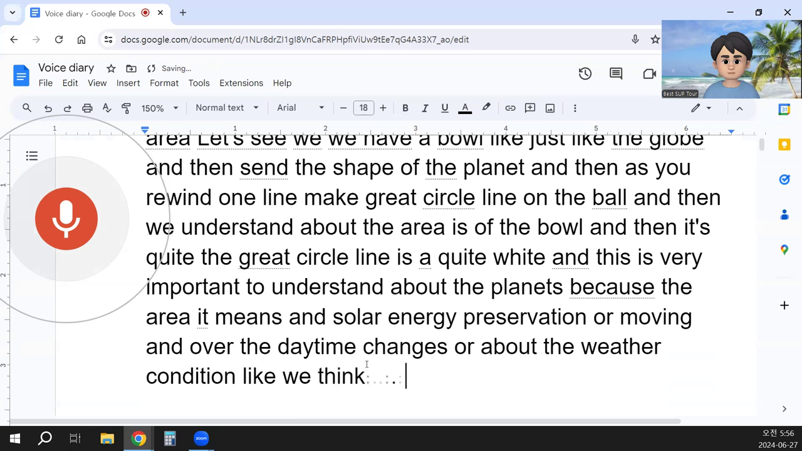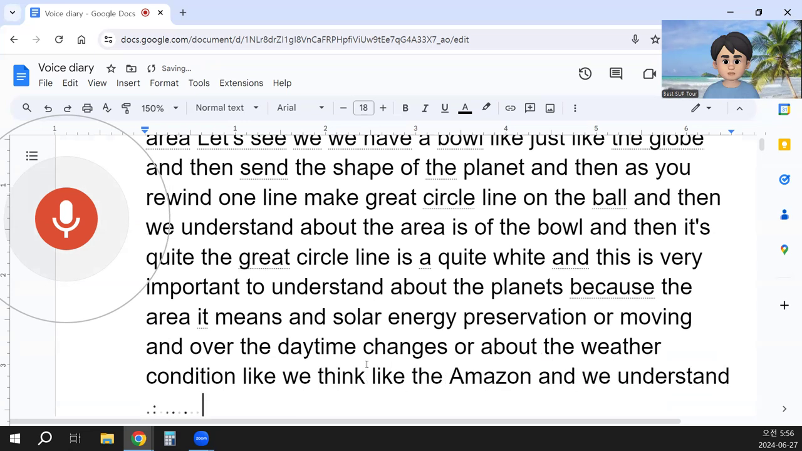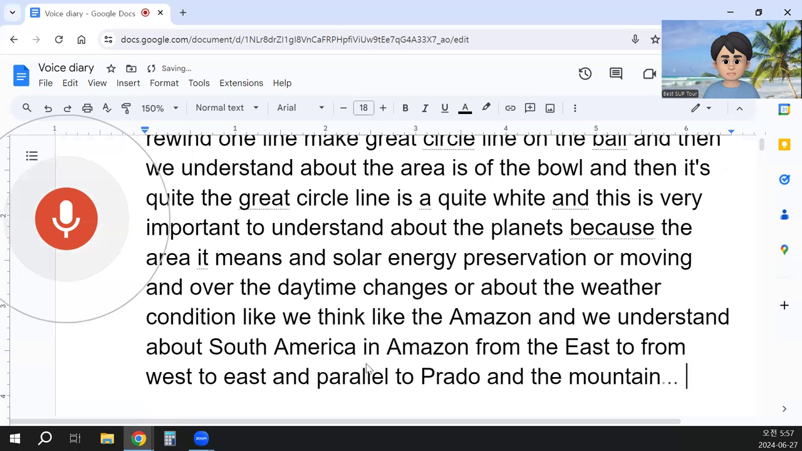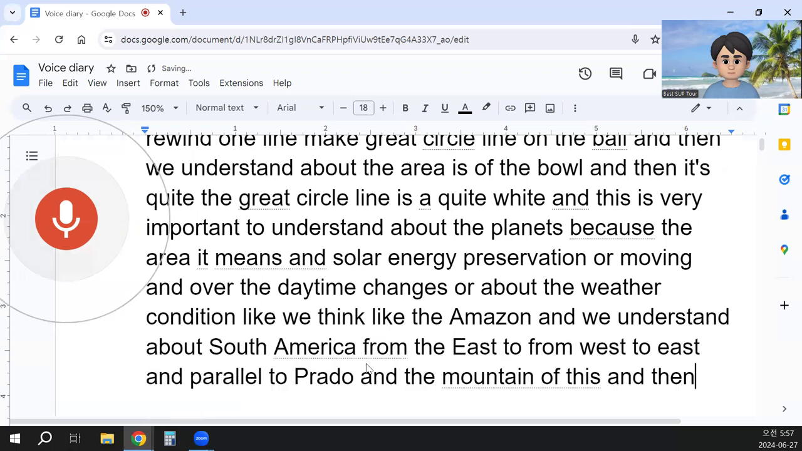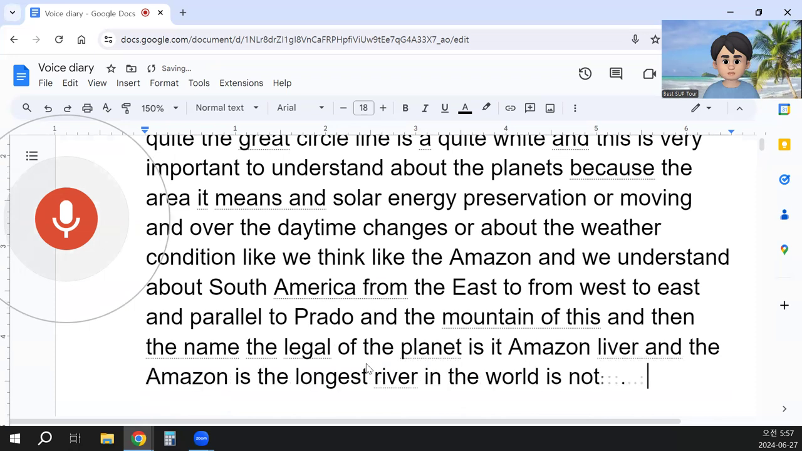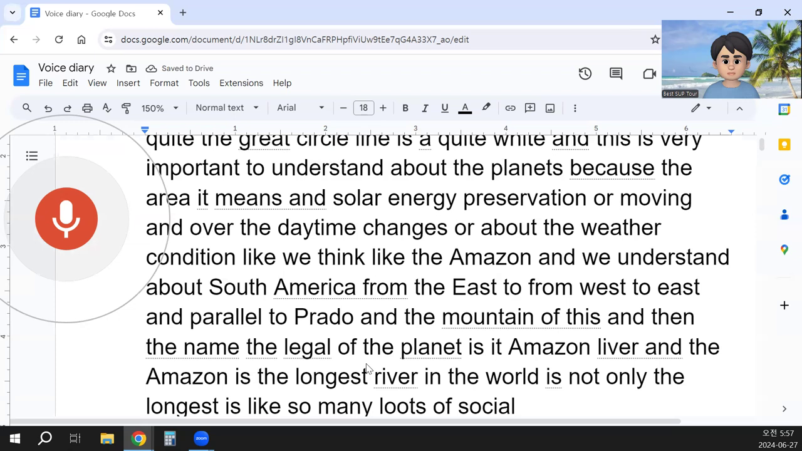Think of the Amazon in South America, from west to east, from Peru to Brazil, and the Andes mountains. The nickname of the river of the planet is the Amazon River, and the Amazon is the longest river in the world. It's not only the longest, it has so many routes and sources of little rivers, many lanes. But you know, we understand that the Amazon area is very long.